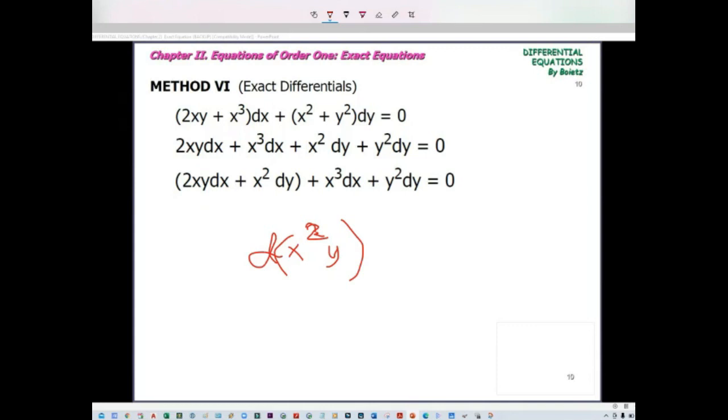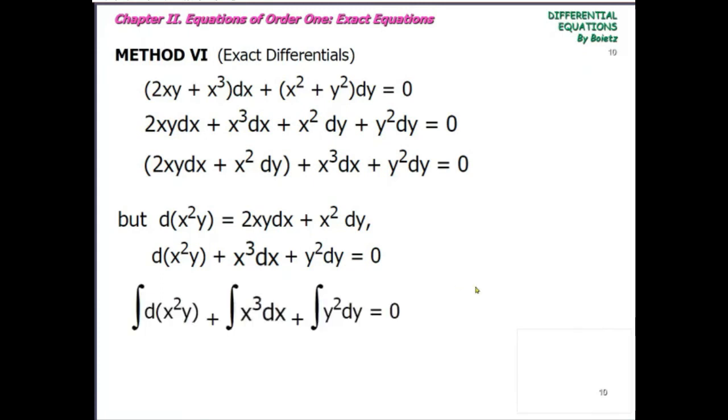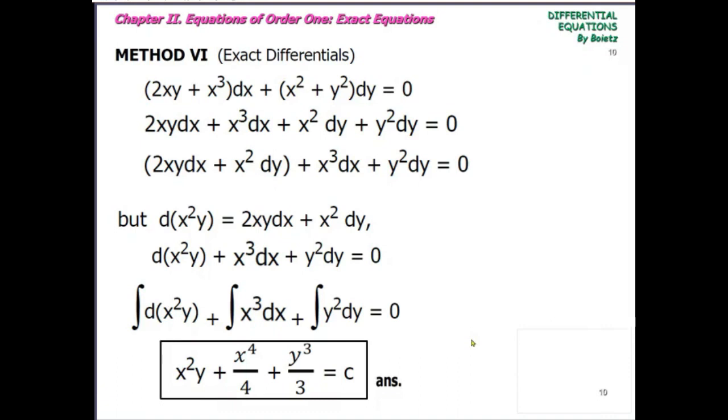So therefore, we can replace this by exact differential x squared y. Derivative ng x squared y. Ayun, no? Okay. Then magiging dx squared, pag sinubstitute, ito pa rin yun. Then mapapansin nyo, this will become direct integrable. Pwede mo na siyang integrate. Ito kasi parang u lang siya. Sabi ko nga sa inyo, parang integral of du or the result is u or x squared y. Then ito, x to the fourth over 4, ito, y cubed over 3. And that is the final answer.